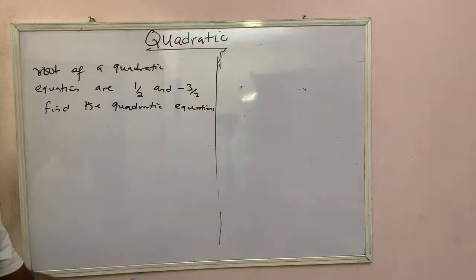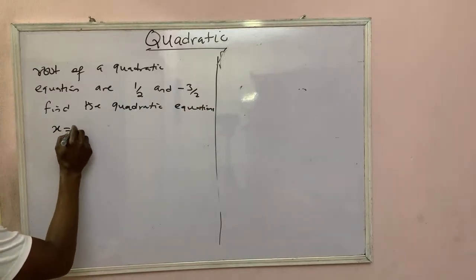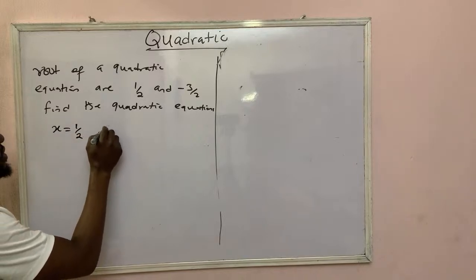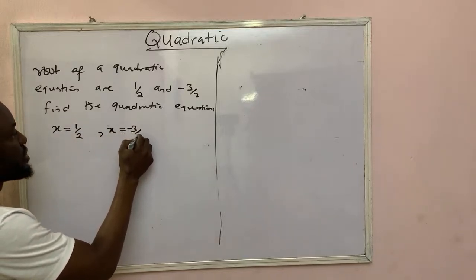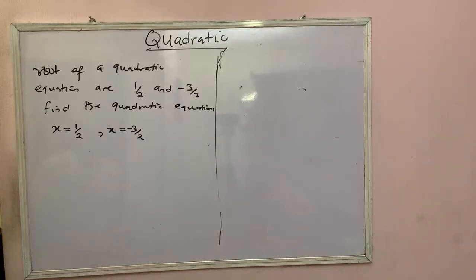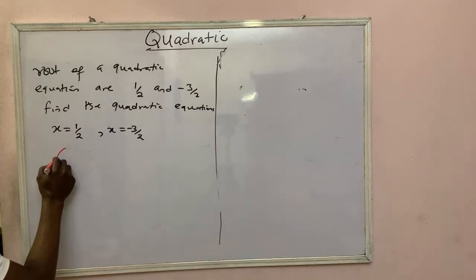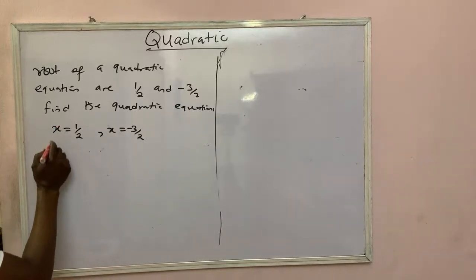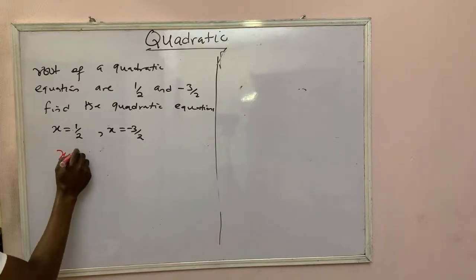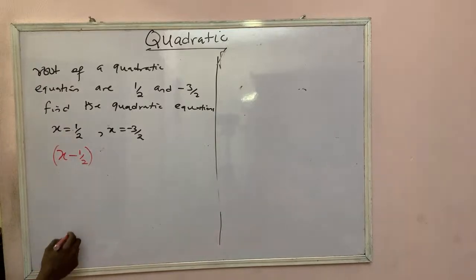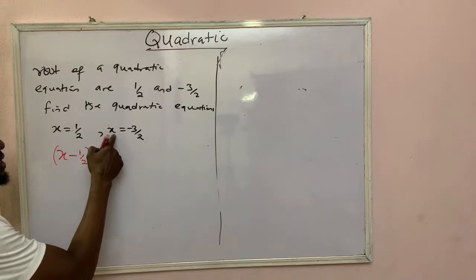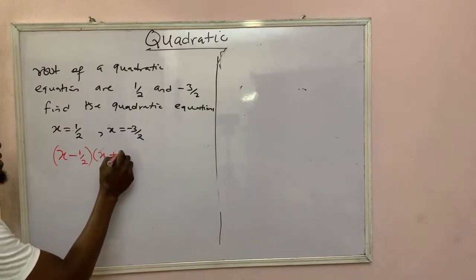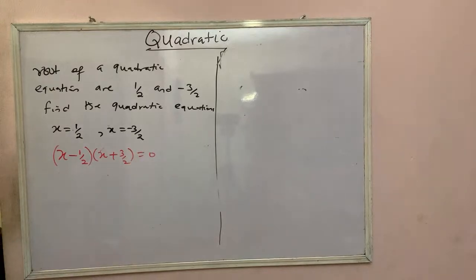So we already know the root. The root simply means x equals 1/2 and x equals minus 3/2. There are two ways you can look at it. You either bring this in by saying x minus 1/2, put it in the bracket. Then x plus 3/2, put it in the bracket, equals 0.